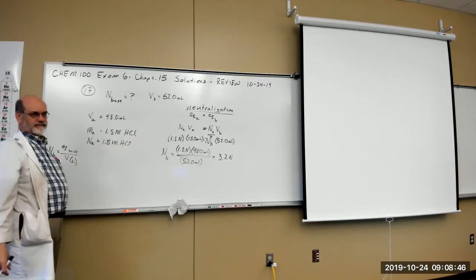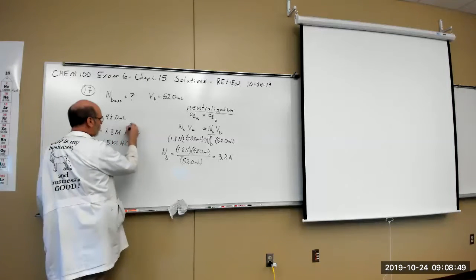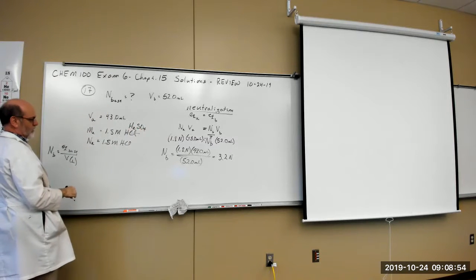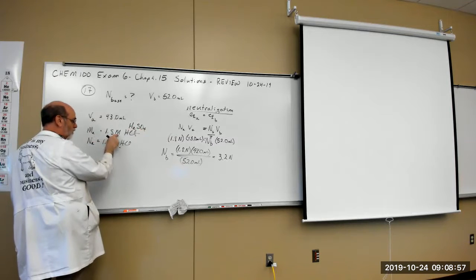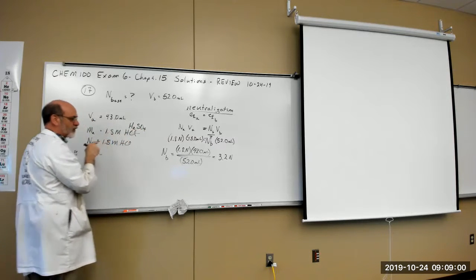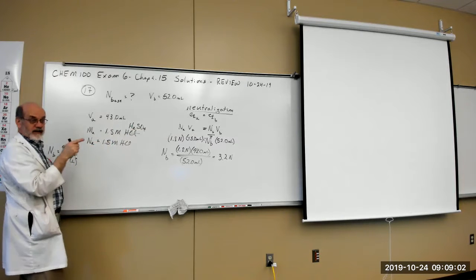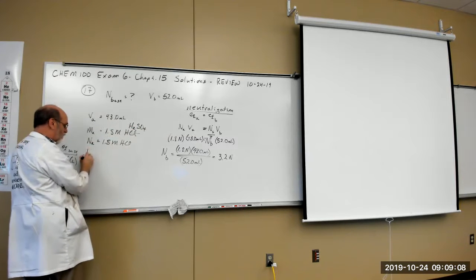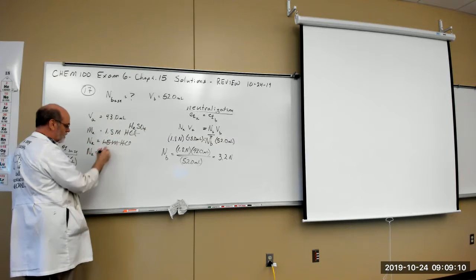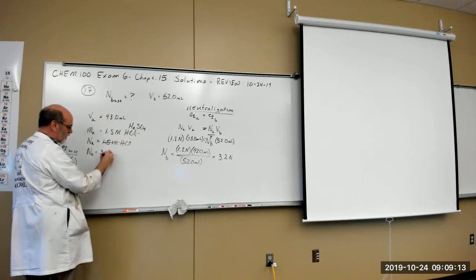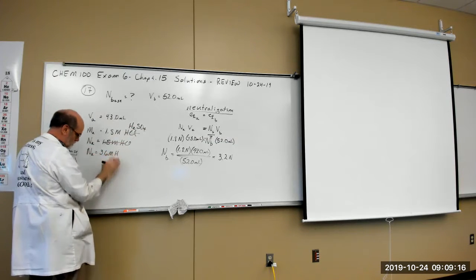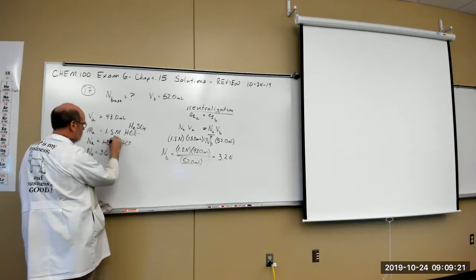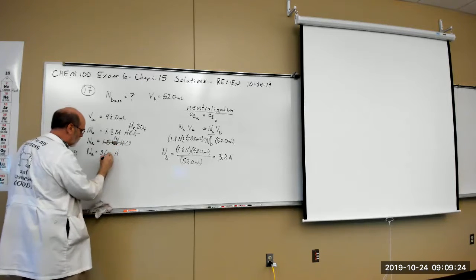Let's take a hypothetical. What if this were sulfuric acid? What would its normality be? 1.8 molar sulfuric produces twice as many moles or equivalents of hydrogen as that suggests. So its normality would be 3.6. Oops. That was wrong too. Should have been normal.